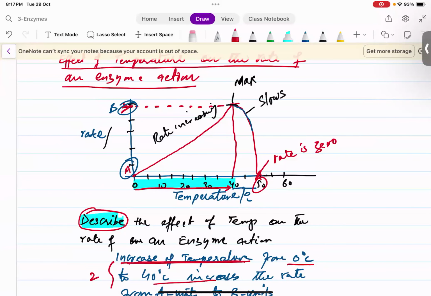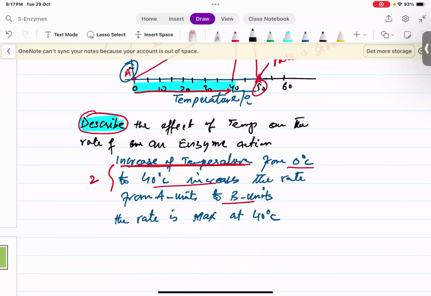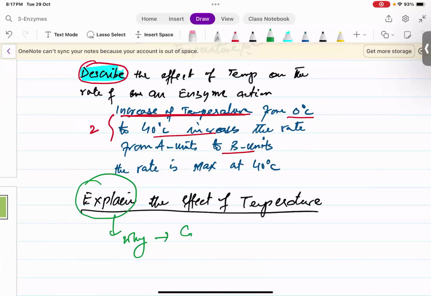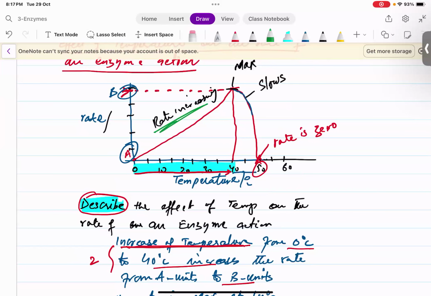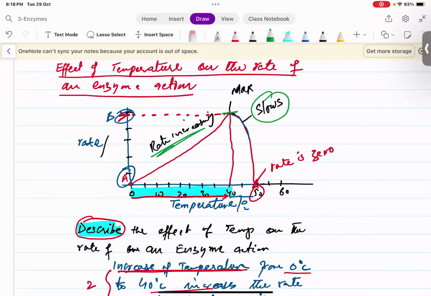Then if the question is about explaining the effect of temperature on the rate of an enzyme action, what should you do? In this case, you need to give reasons. Okay. Explain why, or give reasons. Give reasons for this increase in rate, give reasons for the maximum rate here, give reasons why the rate slows down here, and give reasons why the enzyme activity or rate becomes 0 at this point. So let me just copy it here from here.